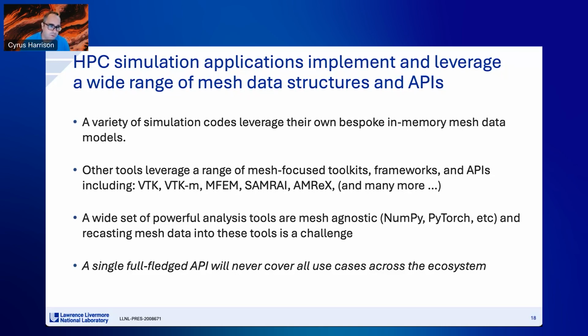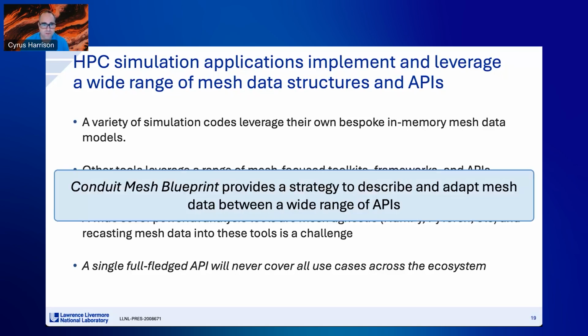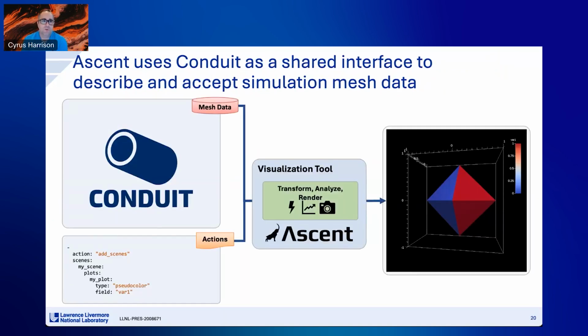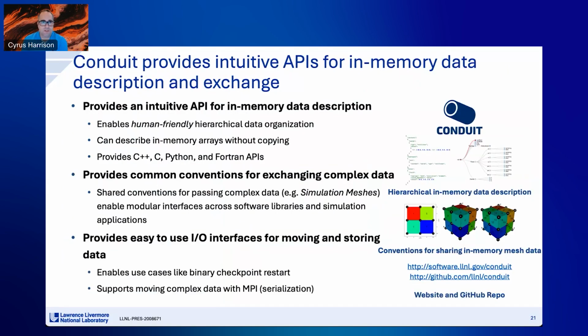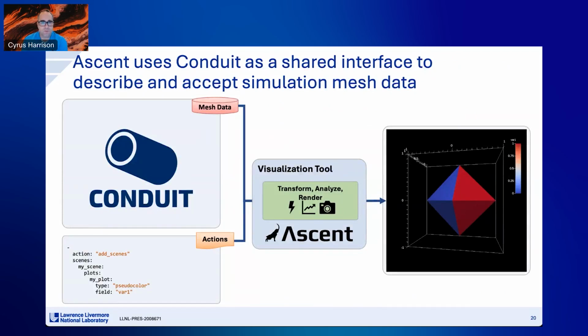And we make the point that we don't think there will ever be a magical API that solves all these things. So what we did is we developed this thing called Mesh Blueprint that provides a way of describing and hopefully quickly adapting data between a wide range of APIs. So Conduit's what we use. So that's the answer to mesh data for Ascent, and that's also the interface. If you're familiar with Catalyst, Catalyst is an in situ visualization tool that you folks build. They also adopted Conduit as their mesh data interface.